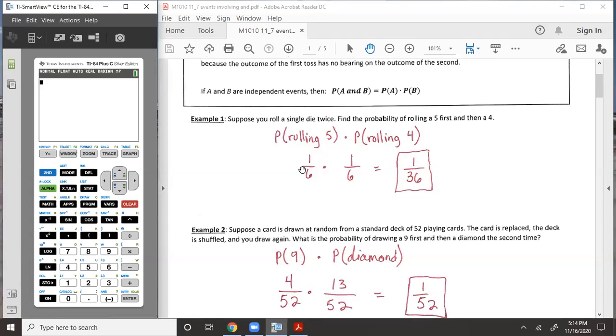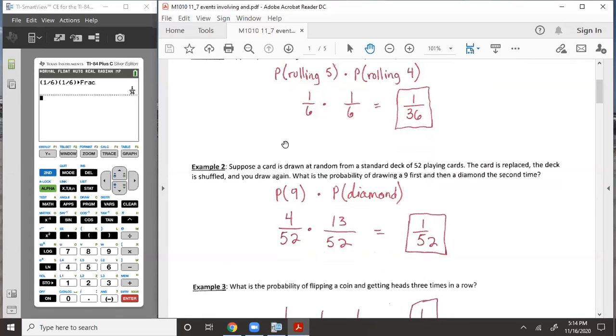On your calculators, you will more than likely use parentheses around each fraction. And then you're going to simplify using math, enter, enter, and you get 1 over 36.